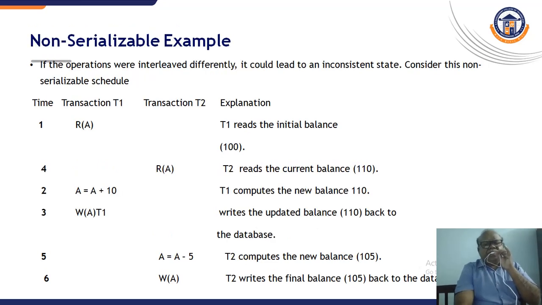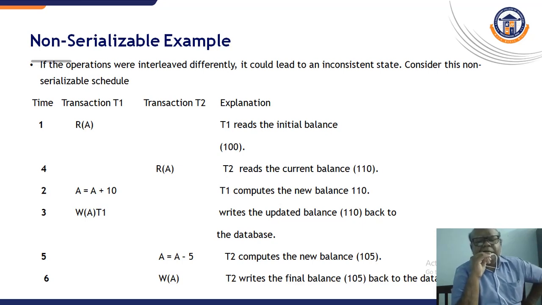And here you see a non-serializable schedule, that is, a conflict serializable schedule. Here you can see that reading A by transaction 1 starts in the first stage, 100, and transaction 2 also starts and also reads 100, it is not 110, it is 100 again. After that transaction T1 adds 10, so that 110 will be there, and similarly it will write 110.